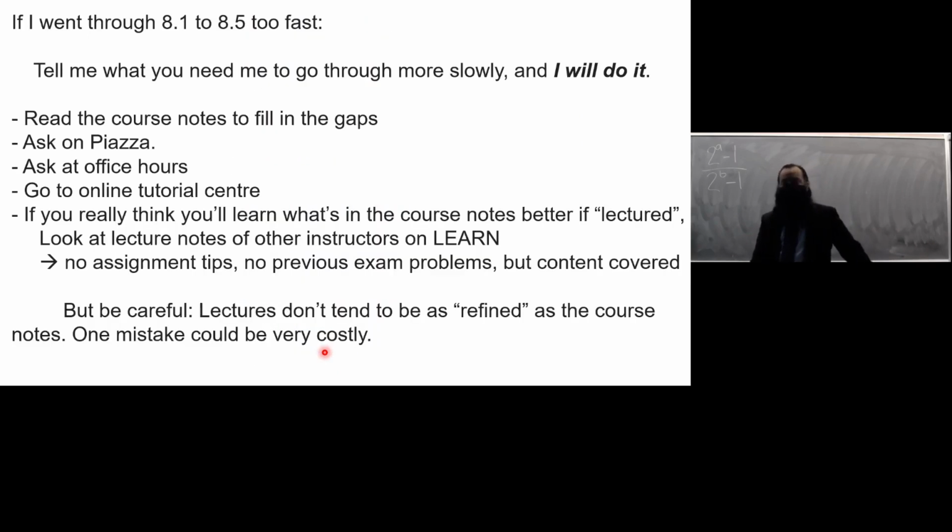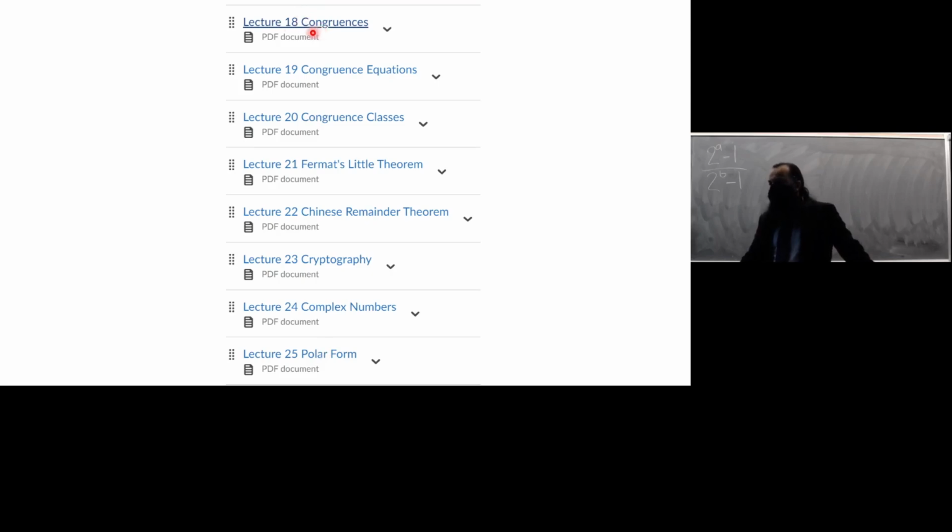Okay, so just another thing. If you did look at Jerry Wong's lecture notes, he did congruences in lecture 18. Today's lecture is 25. He did Fermat's little theorem, lecture 21, Chinese remainder theorem, lecture 22, cryptography, lecture 23, complex numbers, lecture 24, and polar form of complex numbers, lecture 25. So today he's like 7 lectures ahead of us. So if you think I'm going through 8.1 to 8.5 too fast, then you can try to sit in his class. It's going to be 7 times as fast, right?